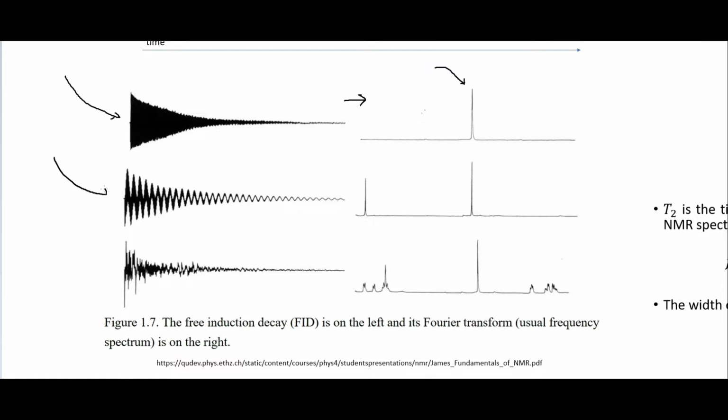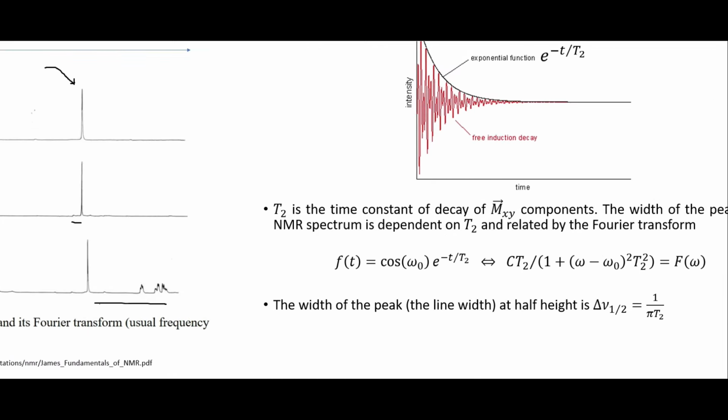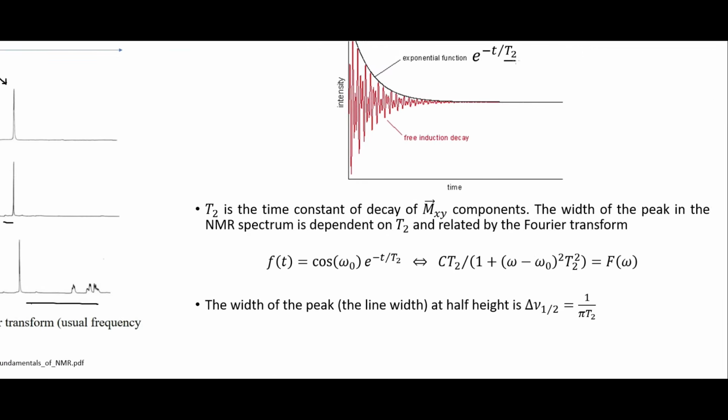Something a little more complicated like this, we get these two signals. Something that looks a lot more complicated like this, which is what we will see in an actual sample, since there are multiple protons in different chemical or electrical environments. And so when we do the Fourier transform on that, we get these multiple signals like this. And so this is what an NMR spectrum will usually look like. And so remember, like I said, we have this T sub 2 here, which is telling us about the decay of this right here, of our free induction decay.